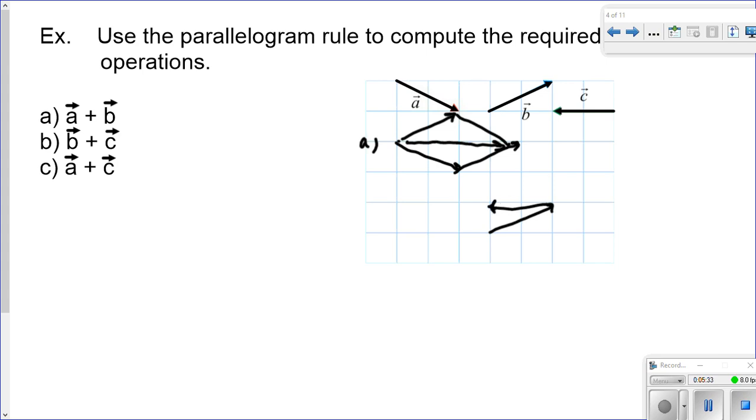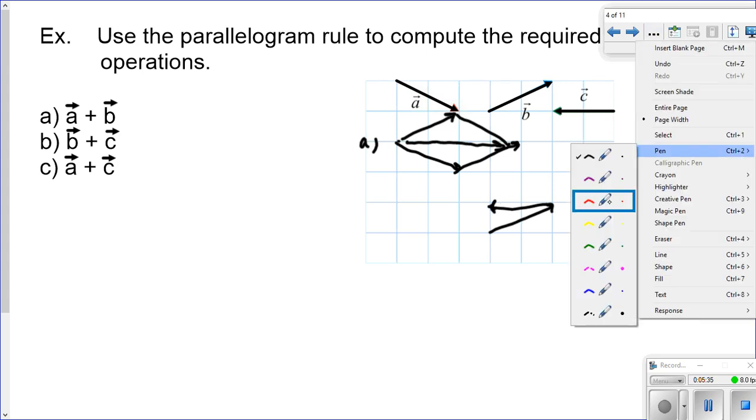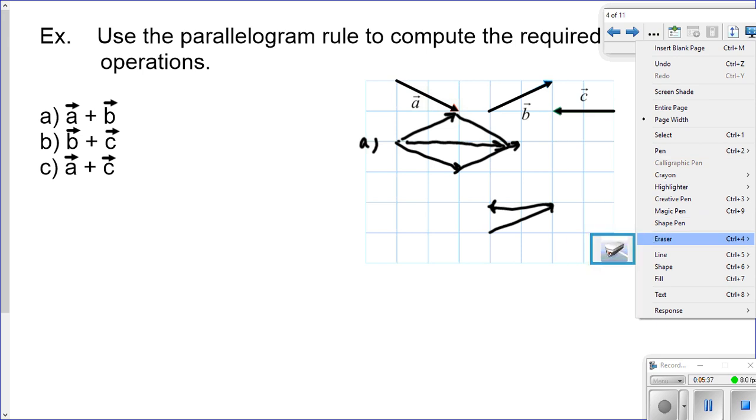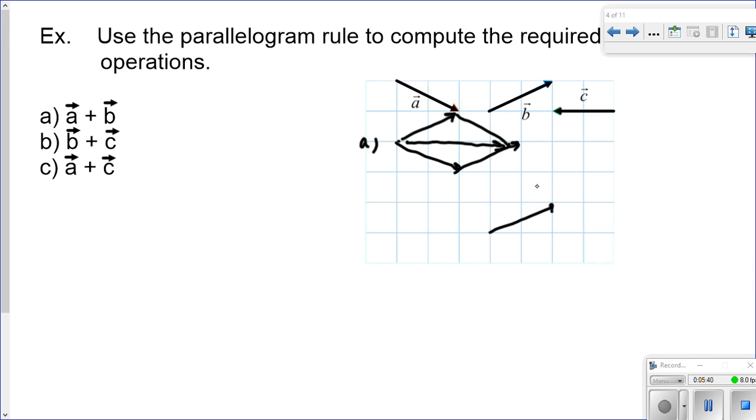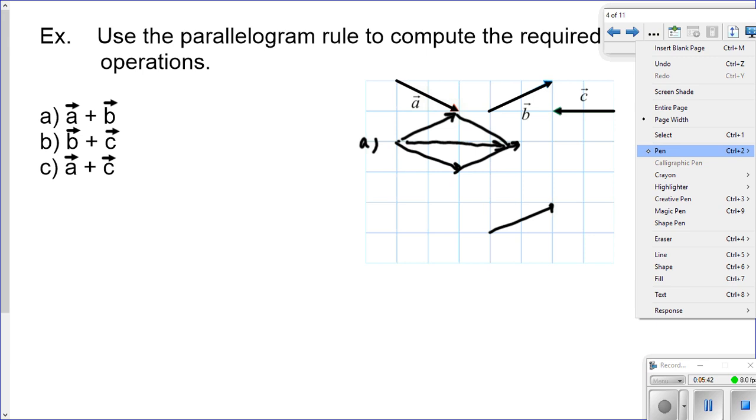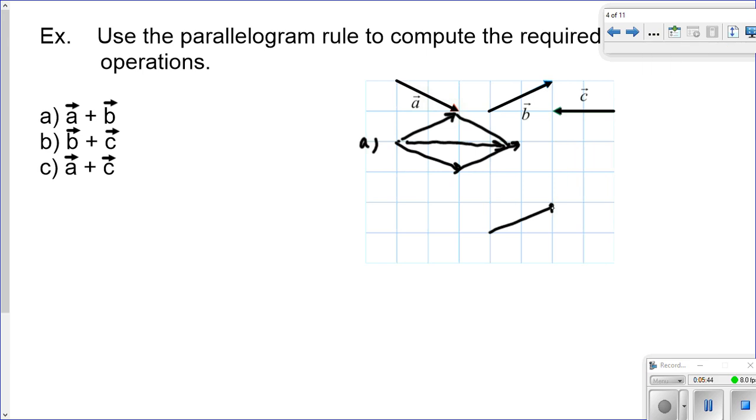Okay, and I like B. Personally I like the triangle rule, but again, a parallelogram rule is just a combination of two triangles in a lot of ways. Let me try and draw C again a little bit nicer. So the parallelogram rule just sort of closes this off. So I'd draw C this way.